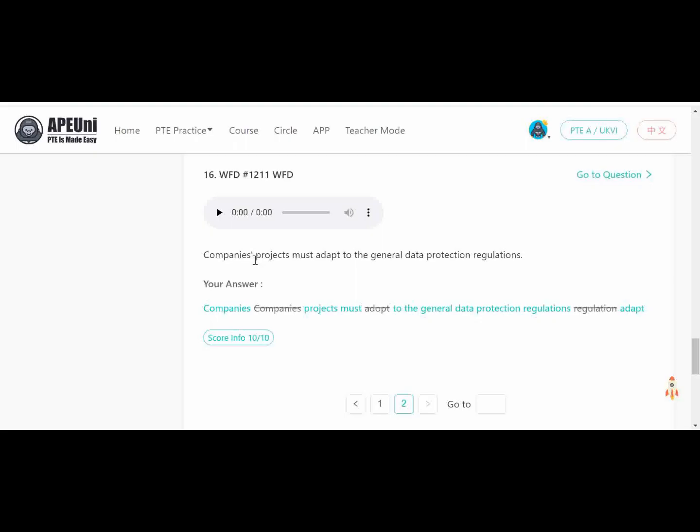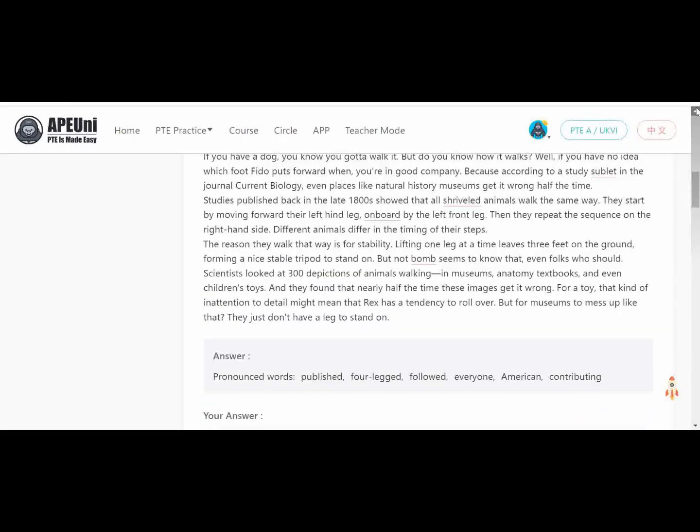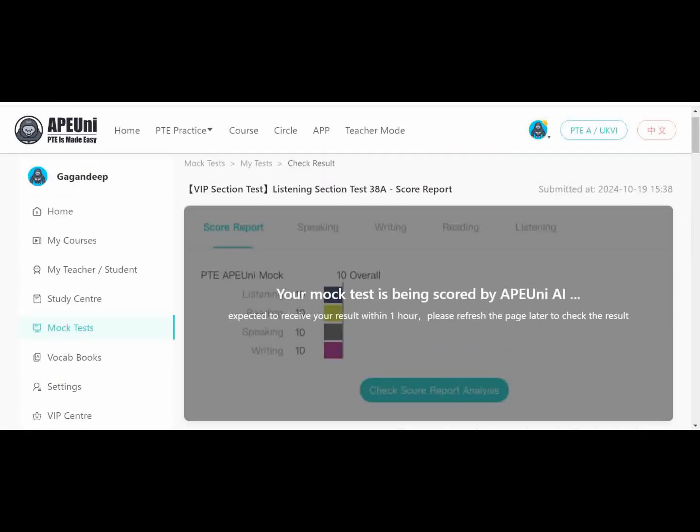So I will suggest you that in summarize spoken text you can avoid these kind of words in which you are facing difficulty about which spellings will be correct and which will be wrong. So this is all about the listening section. So I think it will take some time to compile the speaking section. Let's refresh it. So it will take time.